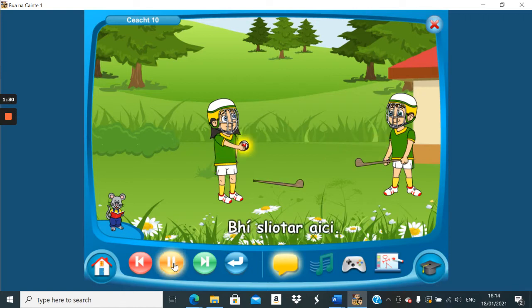Bhí slitter aice. Aige and aice, they do sound similar, so you have to listen really carefully. Aice means we're talking about a girl. She had a slitter.